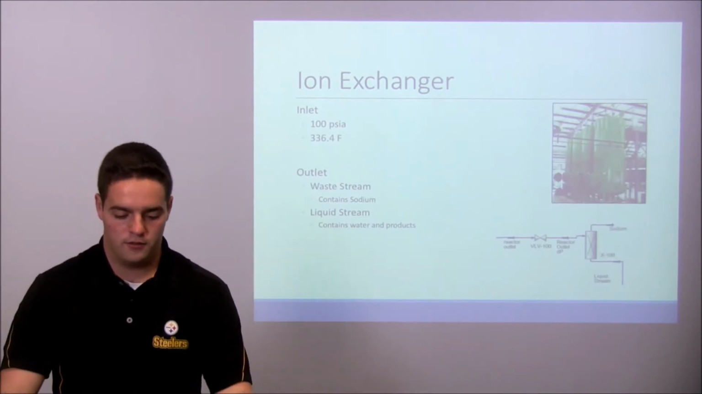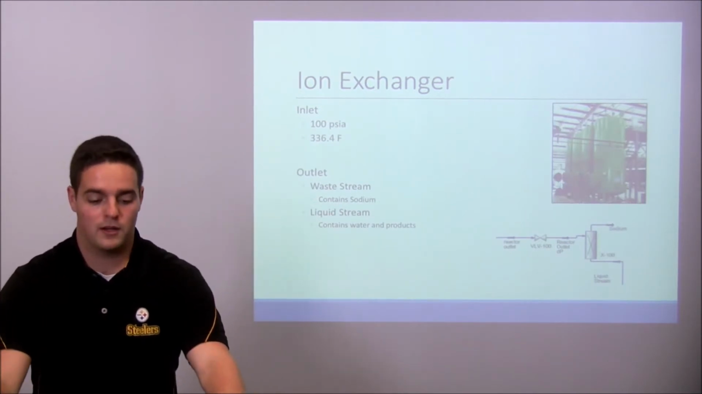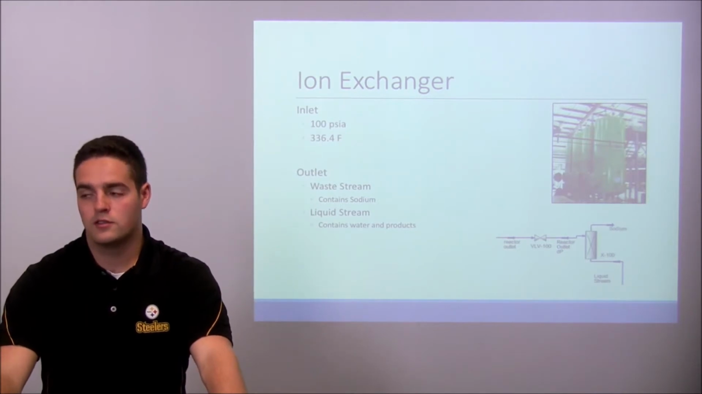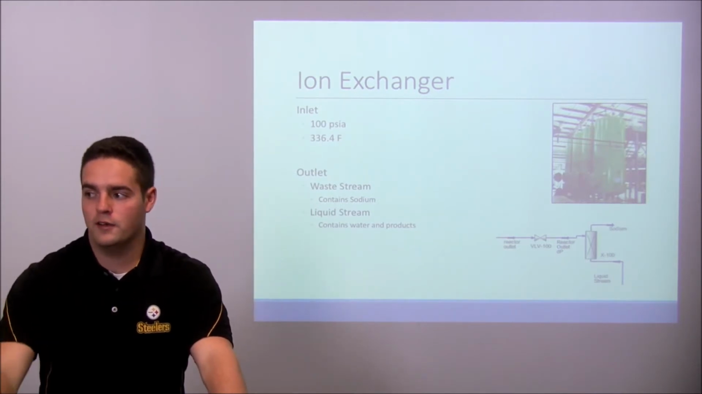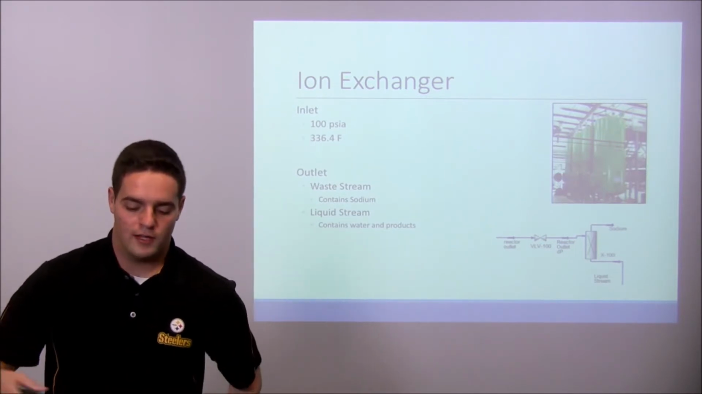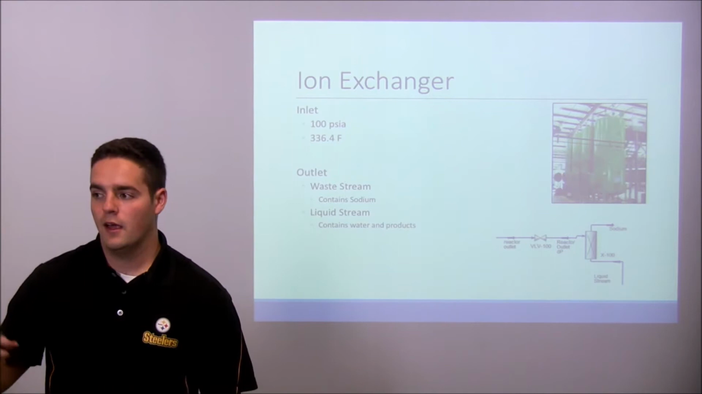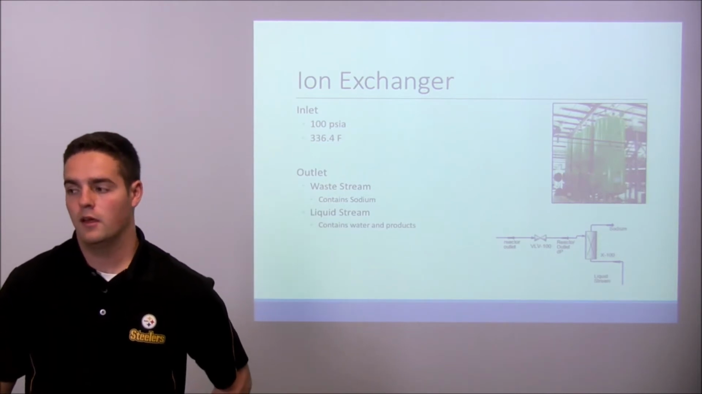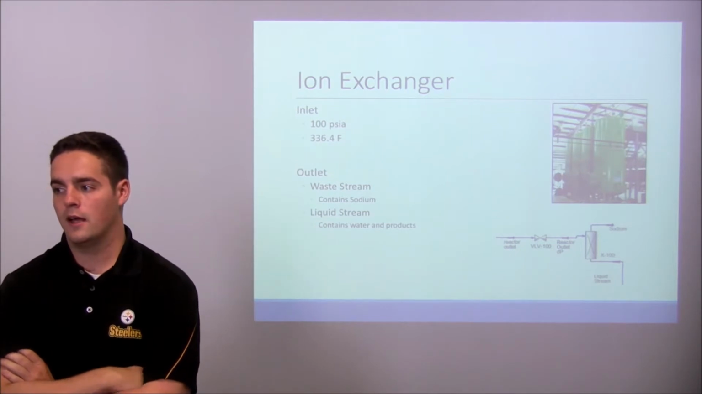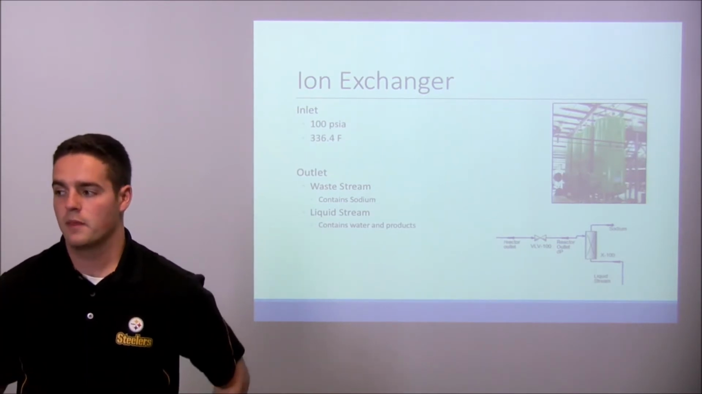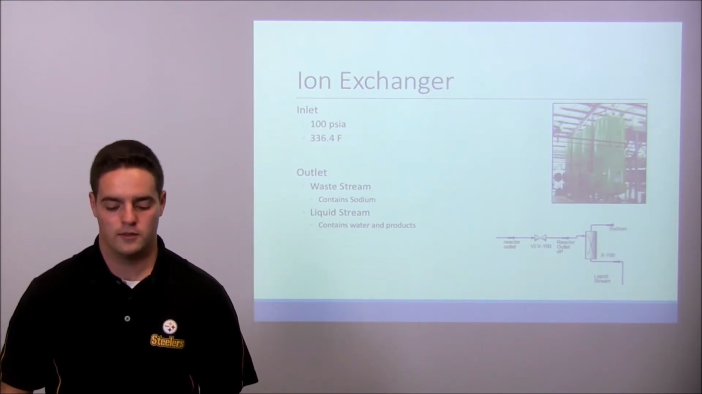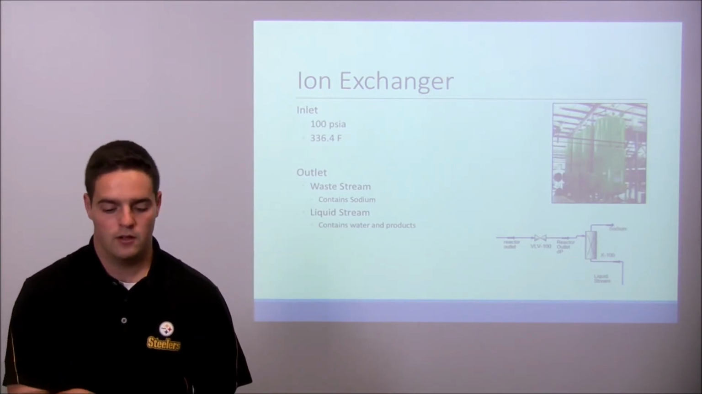Then the reactor will lead into an ion exchanger. In this picture it is shown through a waste stream, but we would actually have to rotate the 3 ion exchangers to get the sodium out, and by doing that we would regenerate it. And then through the bottom of the liquid stream we'll have our products as well as water from the reactor.